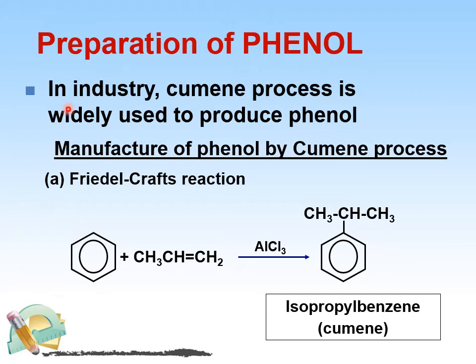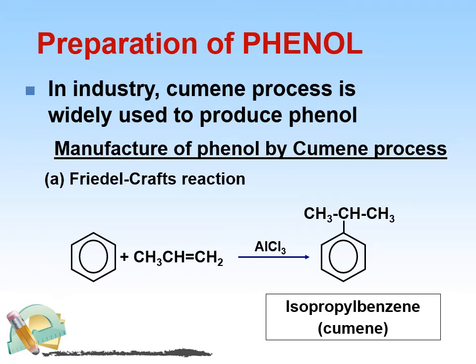Okay, how do we get phenol? By using Cumene process. What is Cumene? Cumene is isopropyl benzene. You have an isopropyl group here attached to the benzene ring. So Friedel-Crafts reaction is when you put propene into the benzene ring using the catalyst AlCl3, and you're going to get isopropyl benzene, which is a Cumene.